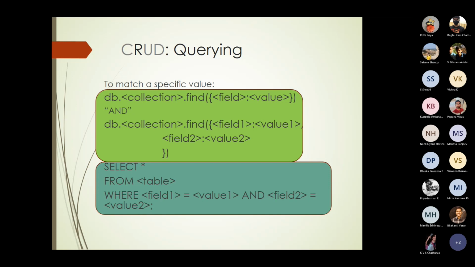This is about querying things, I mean retrieving things. db.collection.find is for one specific field value, and db.collection.find field 1 value 1 comma field 2 value 2. This is similar to where field 1 is equal to some value and field 2 is equal to some value. You are trying to figure out that way.